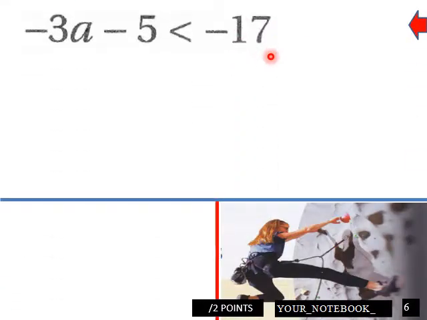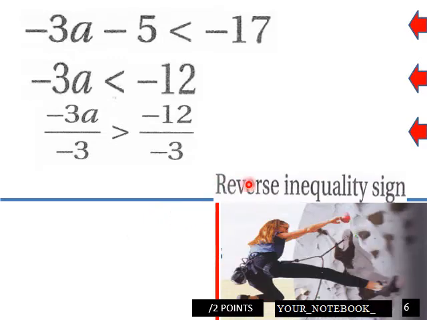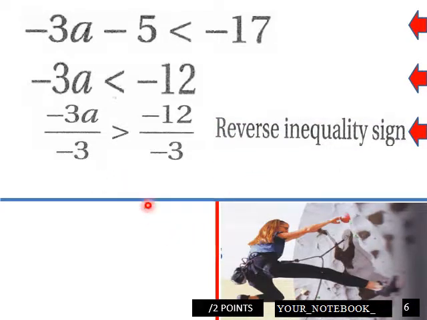Further simplification here. Negative 3a is less than negative 12. We move this over here. Then we have negative 3a over negative 3 is greater than negative 12 over negative 3. We're dividing through by negative 3, so it changes the direction of the sign here. Reverse the inequality sign, then a is greater than 4.